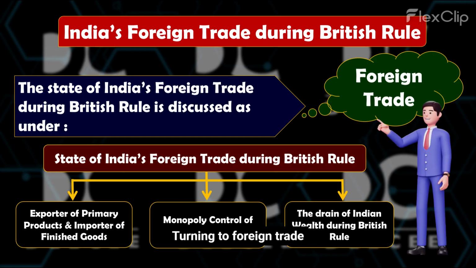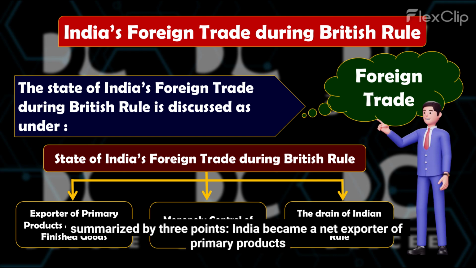Turning to foreign trade, the state of affairs during British rule can be summarized by 3 points. India became a net exporter of primary products.